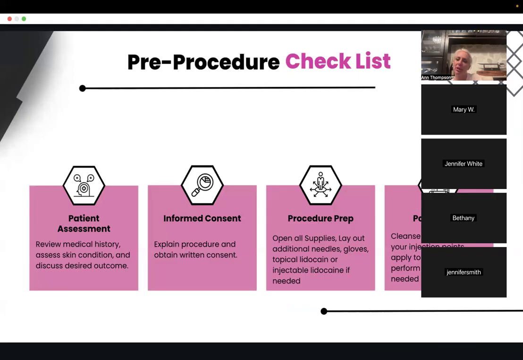So this is the pre-procedure checklist. You want to obviously do your patient assessment. You want to do your informed consent. You want to set up everything for the procedure, and then you want to prep the patient as far as cleaning the patient, marking, all of those kind of things.